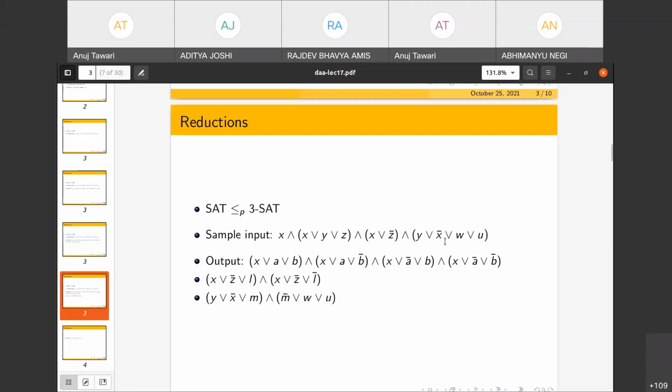Similarly, we can do things for four variables. Okay? So one or two were easy, four is slightly more difficult, but let's just verify this as well. Okay? So initially we had y or x bar or w or u. Now we reduce it to this formula where we introduce an additional variable m. So y or x bar or m and m bar or w or u.